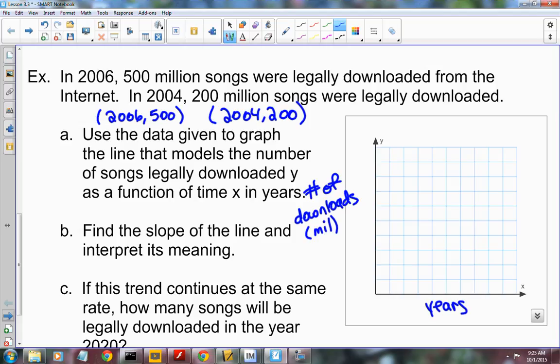Okay, so it wants us to graph this information. I'm going to let this be 2004, this will be 06, and this will be 08. And then I'm going to do millions here: 100 million, 200, 300, 400, and 500. And so I'm going to graph it. In 04, it was 200 million, and then in 06, it was 500 million. So my line looks kind of like that.